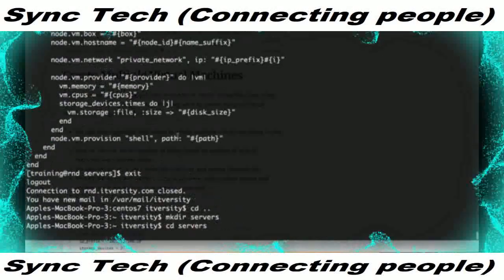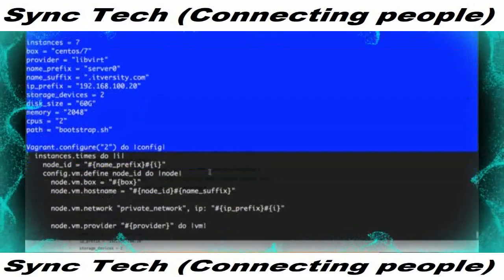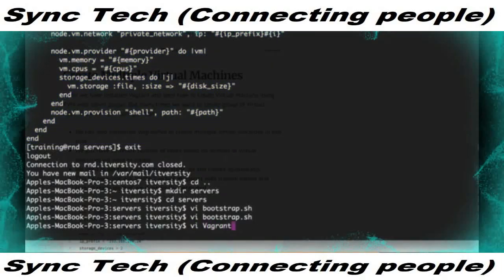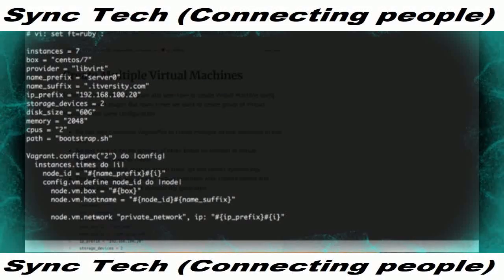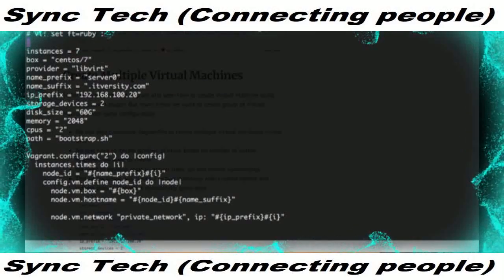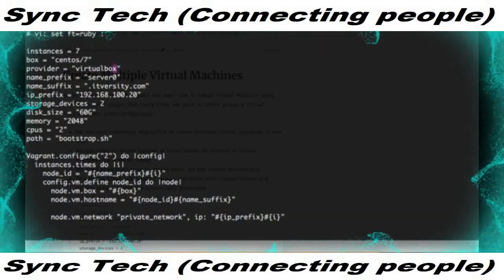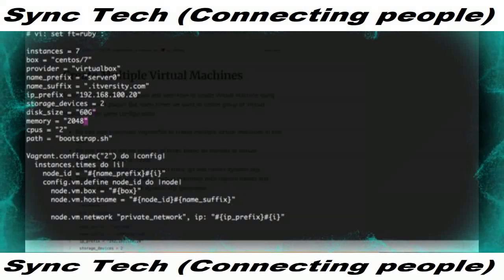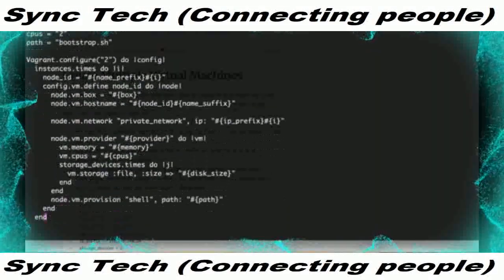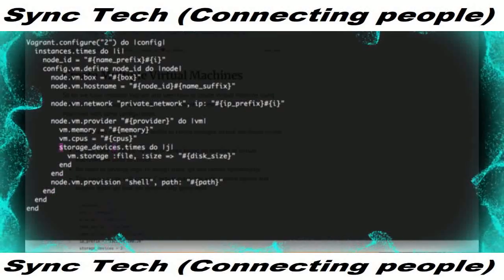Okay, saved it, and then I want to copy the script to Vagrant file. But in this case, we have VirtualBox, not libvirt, and hence provider has to be VirtualBox. And with respect to VirtualBox, setting up the disks will not work the same way as libvirt, and hence we have to comment these 3 lines.